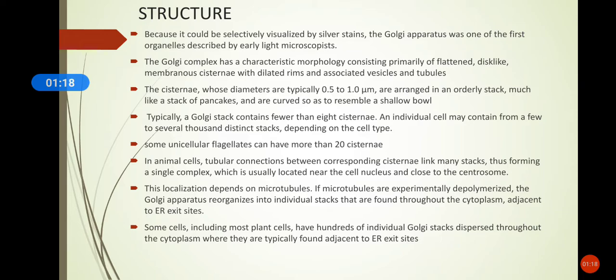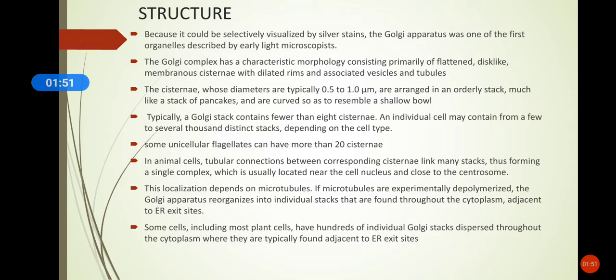Now we will talk about the structure of the Golgi complex. The Golgi complex was one of the first cell organelles that could be seen through light microscopes, because it can be selectively visualized by silver stains. Talking about their morphology, they consist of flattened disc-like membranous structures called cisternae, which have dilated rims and are associated with vesicles and tubules.